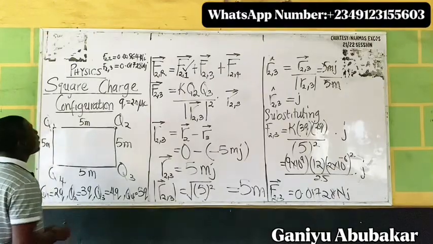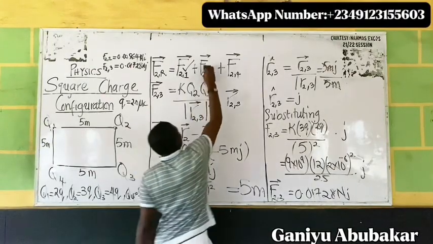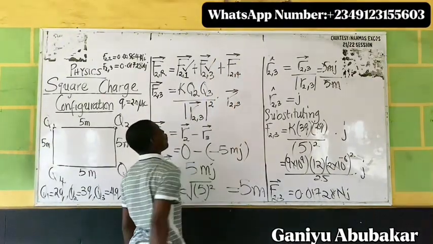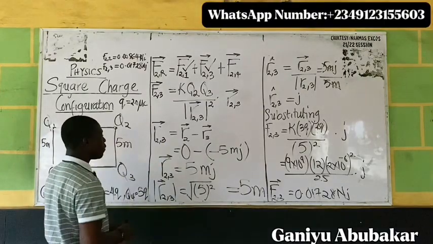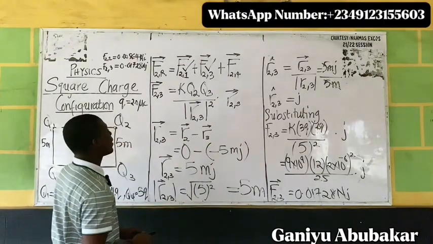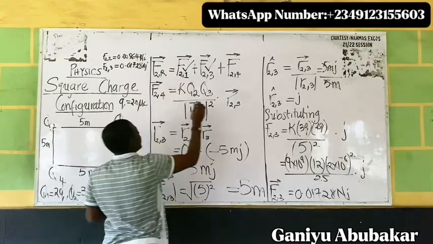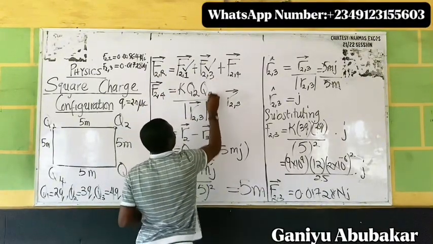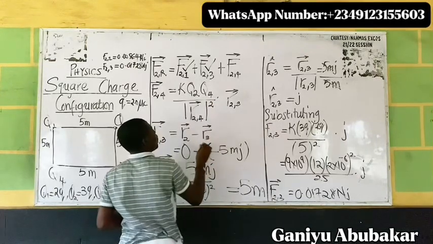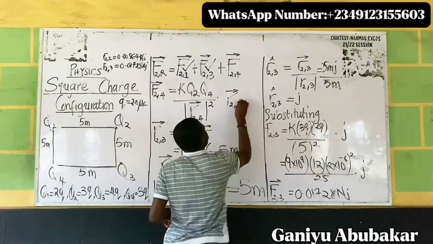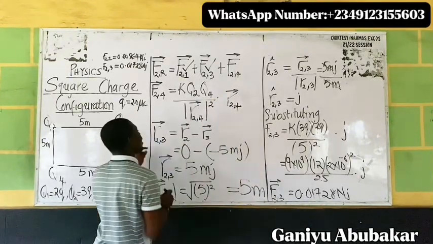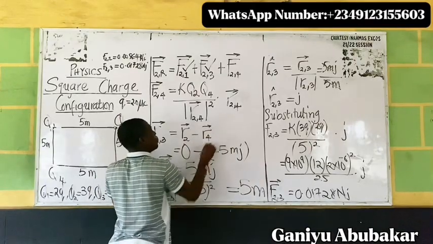Alright, let's get the final one. I was in F23. Now let's get F24. To save my time, F2, change it to 4. F24 will be here, 4 will be here. That becomes R2 minus R4.